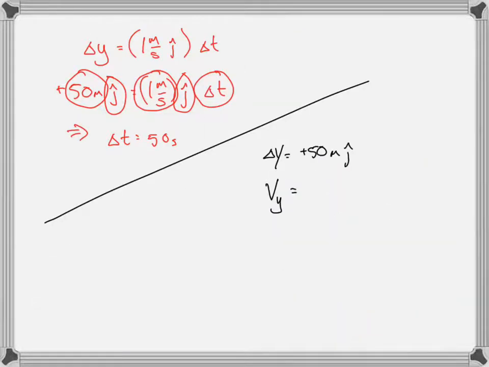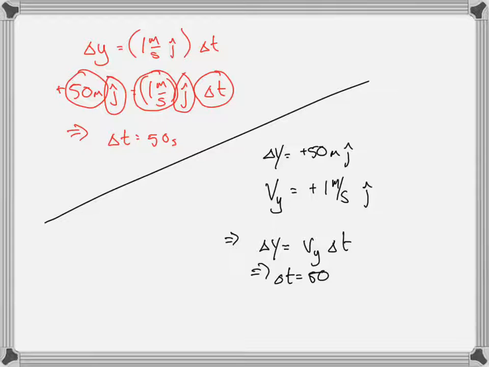You say, but wait, that's relative to the water. But that's also relative to the shore because the water is not pushing him in the y direction. So that's the swimmer's velocity relative to the water in the y direction. It's also the swimmer's velocity relative to the shore in the y direction. So we can say that delta y equals v sub y delta t, and plug in, and you find, okay, delta t equals 50 seconds.